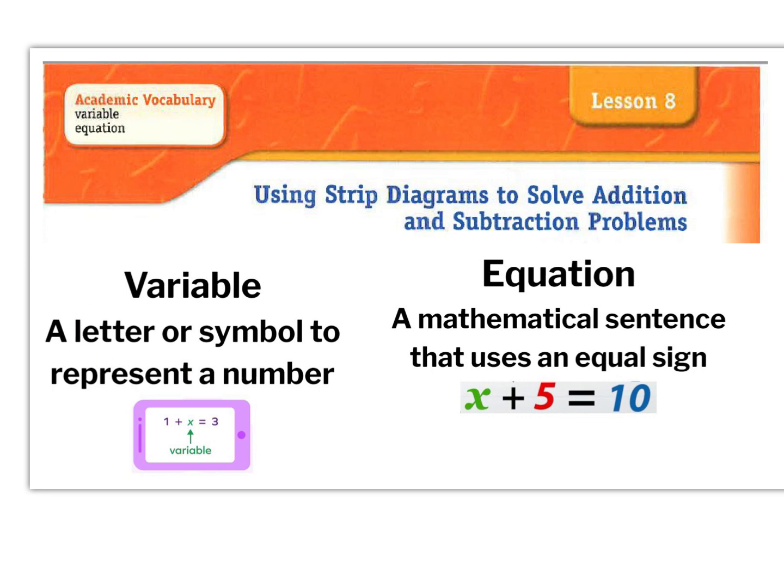So our vocabulary for today, the first word is variable. This is a letter or symbol to represent a number. So if we look here at the example, we can see 1 plus x equals 3. X is called a variable. An equation is a mathematical sentence that uses an equal sign. So x plus 5 equals 10. This is called an equation. So equal sign, to help you remember equation, equal.